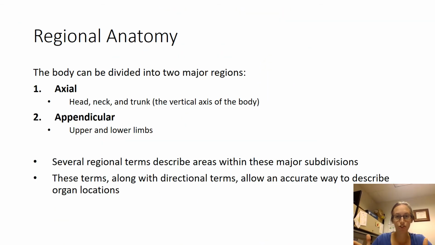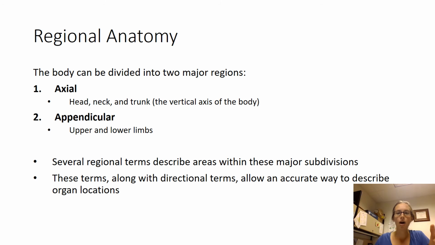Next, regional anatomy. So there's two main terms that we should be very familiar with, and this will become very important when we talk about bones and when we talk about muscles. All right, the first one is axial. So axial is going to be referring to along the axis, the long axis of the body. So this includes the head, the trunk, and the neck, okay? And the appendicular region of the body are going to be the upper and lower limbs, where these are going to be attaching to the axial portion of the body.